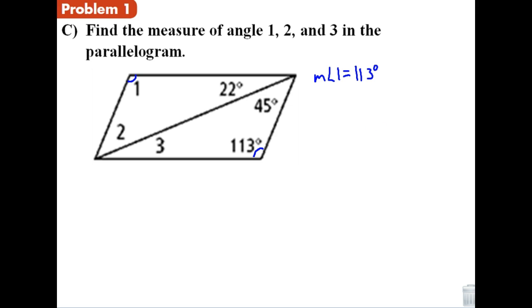For angle 2 then, notice once I have my angle 1 is 113 degrees.